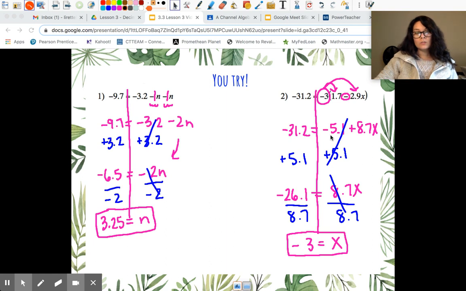From here, it's a two-step equation. I don't have any like terms to combine. I'm going to undo this negative constant first by adding it to both sides. Using my calculator, that gave me a -26.1. I brought down my 8.7x, and then this number, which is touching the variable, means multiplication, so the opposite would be to divide both sides by 8.7. Doing this in my calculator, I got a -3 as a final answer.